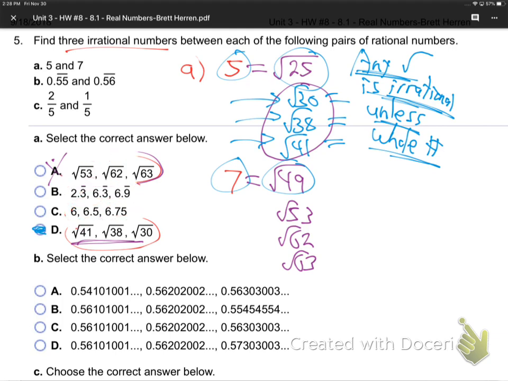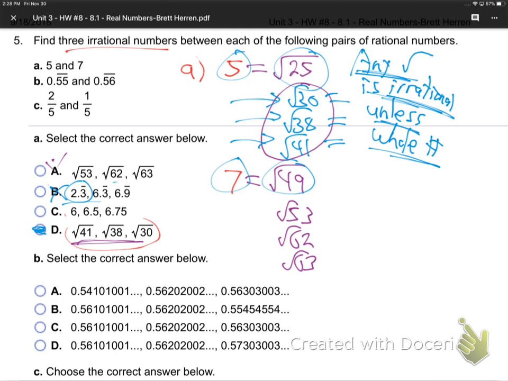Hey, for a minute, why isn't B right? Look at B for a minute. Why are all those numbers not between 5 and 7? Which one's a problem? Yeah, 2.3 is not between 5 and 7. Remember, we're supposed to pick 3 numbers between. So that's why B is wrong, and there's some other reasons as well. But let me just say that one.